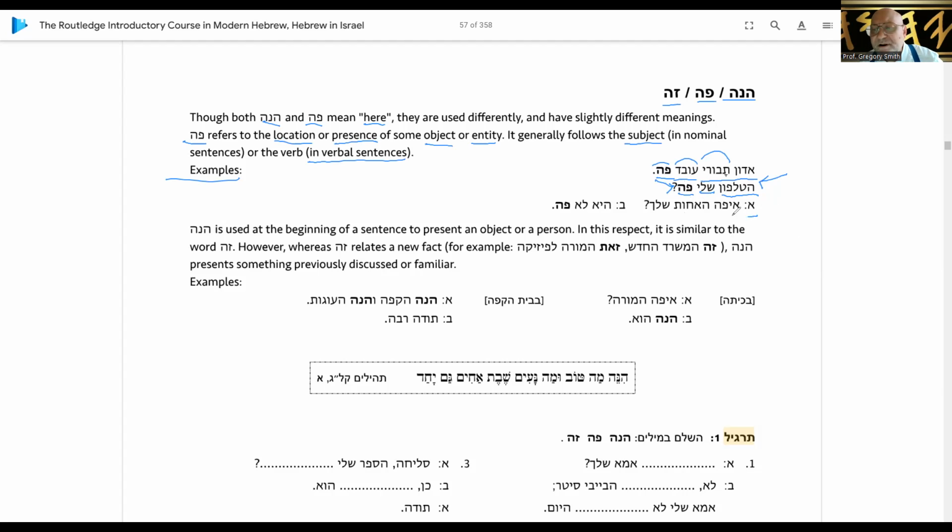Here is another question: eifo ha'achot shelcha. I don't know why I keep getting that confused with ohev. It does look kind of similar, but it's ha'achot. So where is your sister? This says where, and ha'achot is the sister, and shelcha is belonging to you. Here is the teshuvot, which is the answer: hi lo po, she is not here. So po is used to refer to location or presence of some object or entity.